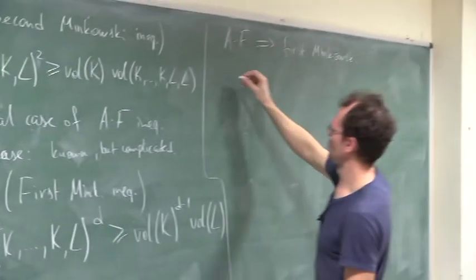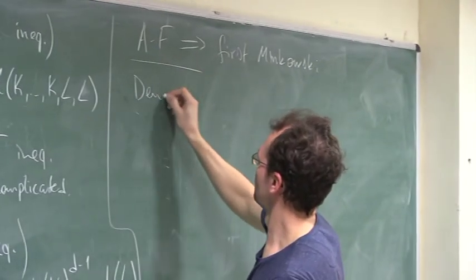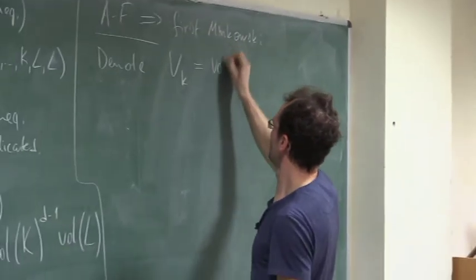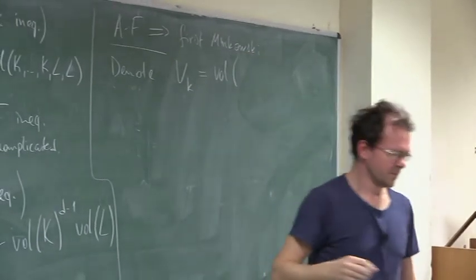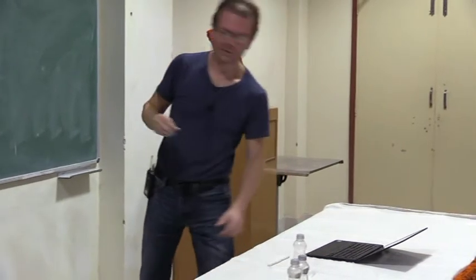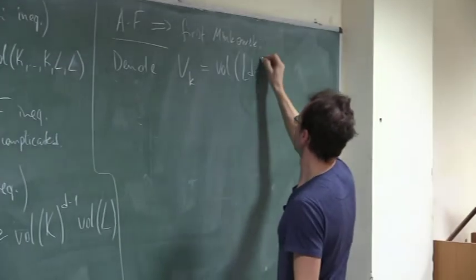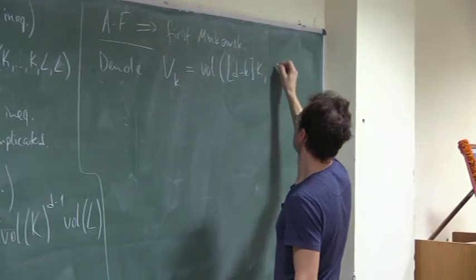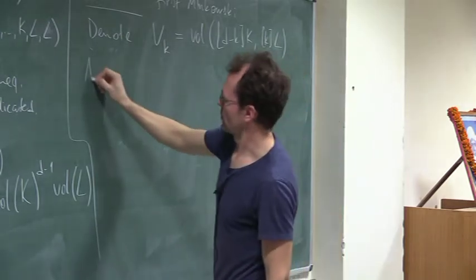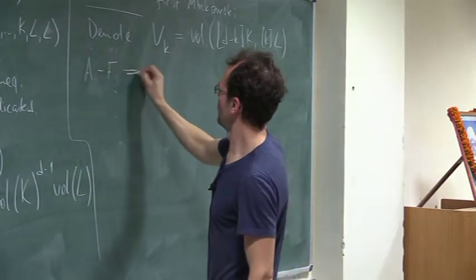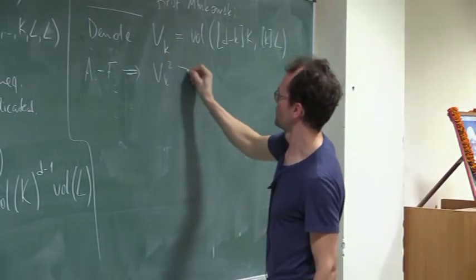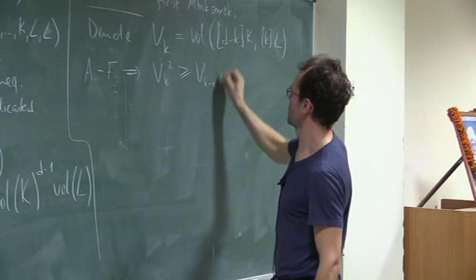But just in order to get a little bit used to this, let us see how it implies. So let us introduce the following numbers. Let Vk be equal to the volume of several copies of K and several copies of L. Let me take D minus k copies of K and k copies of L. Then by Alexander-Fenchel, Vk squared is bigger or equal than Vk minus 1 times Vk plus 1.